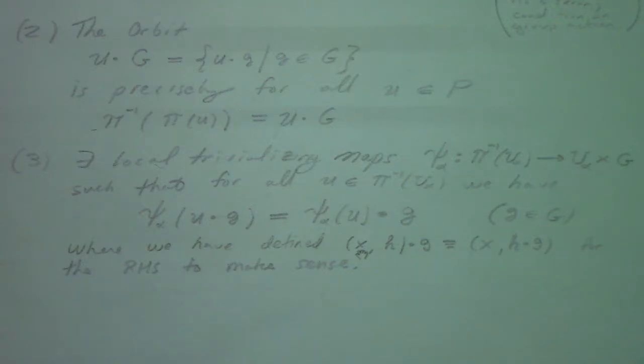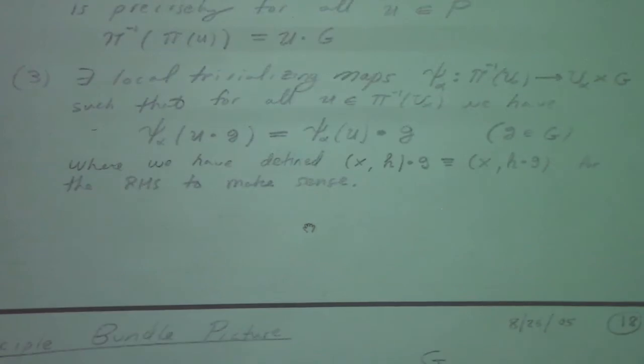So the pair x comma h, which would be in U alpha cross G, where h is an element of the Lie group. When we take the action of g on the right with this pair, it's simply defined to do nothing to x and to multiply h by g on the right, like that. And so we have this property for the trivializing maps. There's a correspondence between the way the group acts on the fiber and the way the group acts on the trivializing space. And it corresponds naturally.